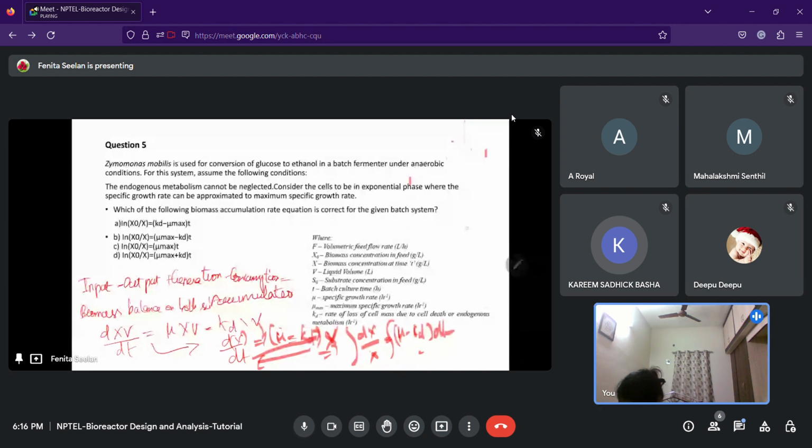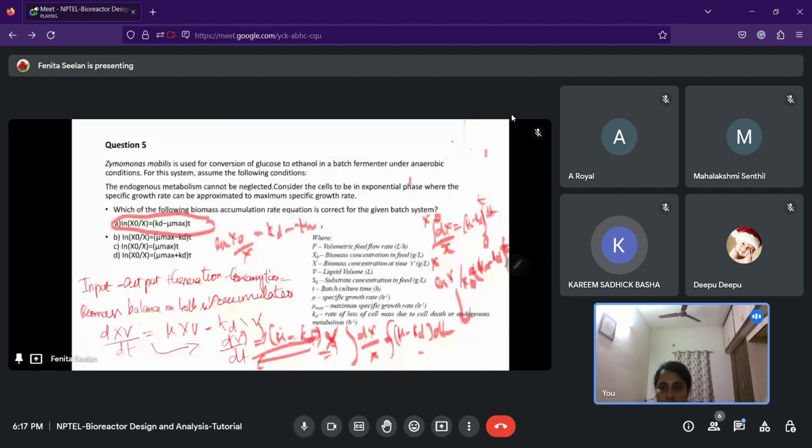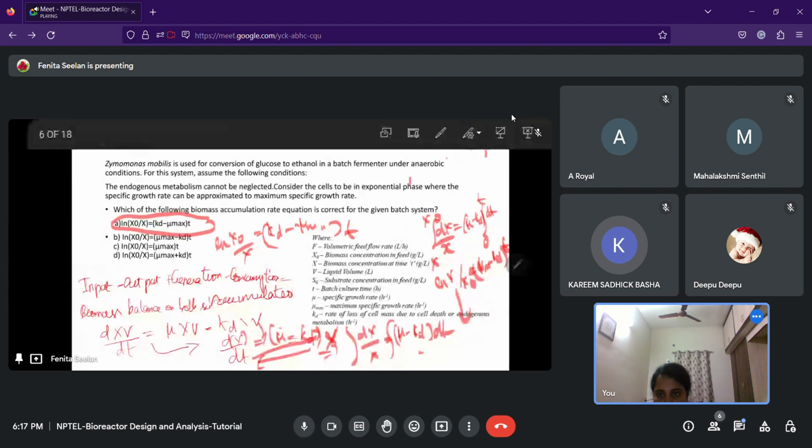So the closest option is here, we can do the reciprocal of this. That would be this one. Here it is. Answer A, which is ln of X naught by X equal to Kd minus mu max, the whole into t. So the answer for this would be ln of X naught by X equal to Kd minus mu max into t.